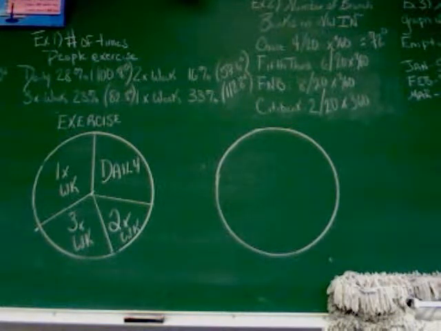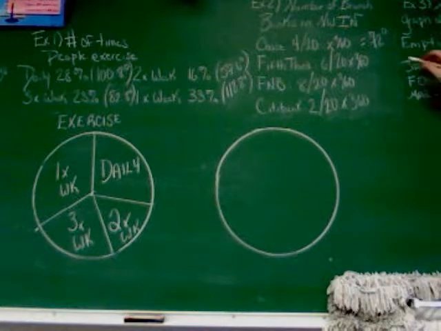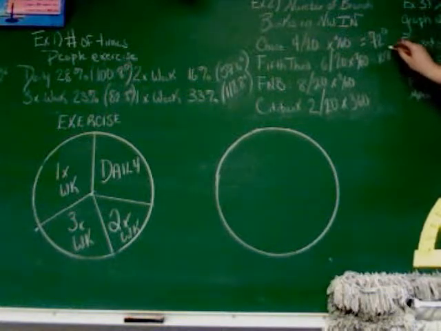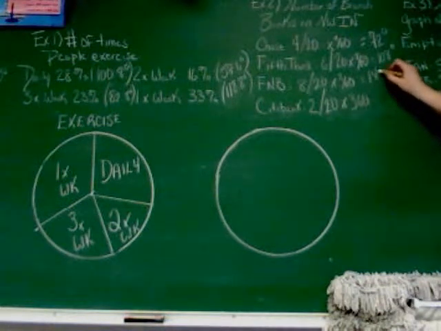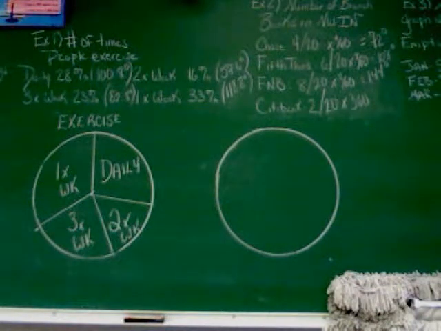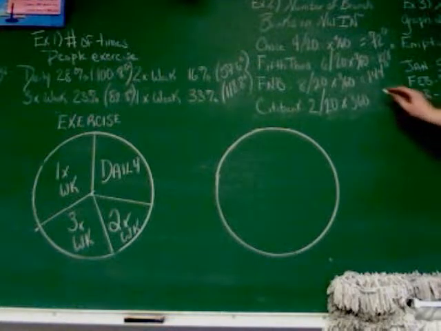Fifth Third, 6 divided by 20 equals or enter, times 360, and that's 108 degrees. First National, 8 divided by 20 equals or enter, times 360, and that's 144 degrees. And Citibank, 2 divided by 20 equals or enter, times 360 is 36 degrees.